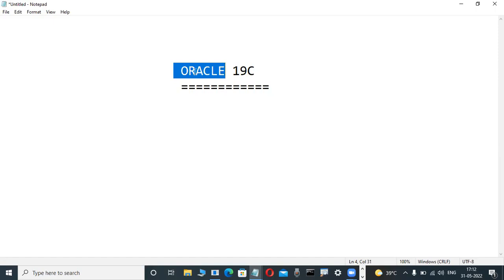Oracle is a product from Oracle Corporation. What type of product is this one? Database product. What is the purpose of this database product? For storing data permanently in secondary storage devices. Write that small note, then we start. Write down some theory.